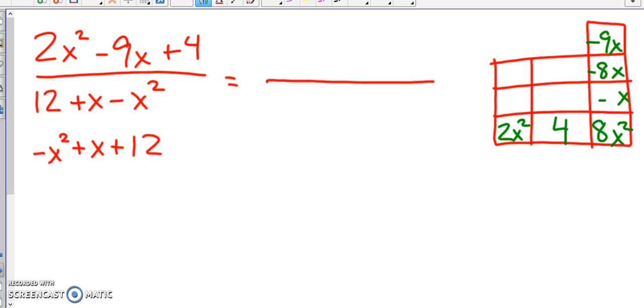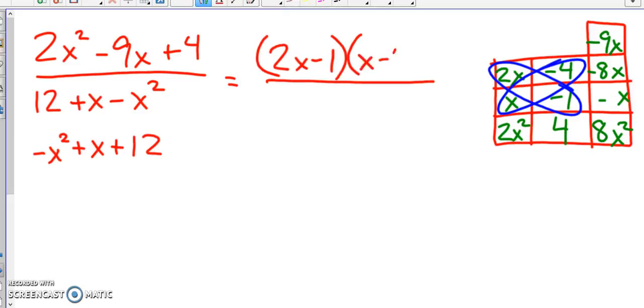The greatest common factor between negative 8x and 2x squared is 2x. 2x times x is 2x squared. That'll be a negative 4, and that'll be a negative 1. So observe that I've got 2x minus 1 and x minus 4 in the numerator. 2x minus 1, x minus 4.